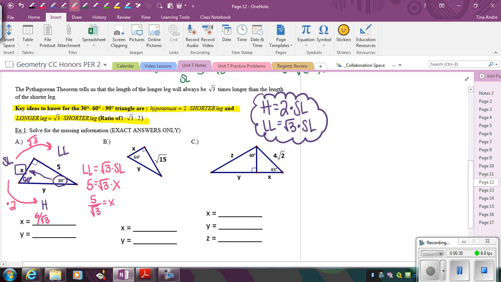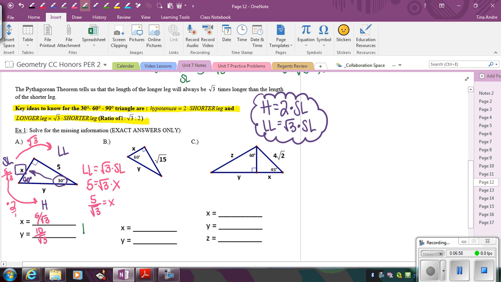The other way is just to look and say, okay, well, if it's times radical 3 to get to the longer leg, I have to go backwards. So 5 divided by radical 3 gives me the short leg. And then once you have the short leg, it's just times 2 to get to the hypotenuse. So 5 over radical 3 times 2 is going to give you 10 over radical 3. You just multiply the numbers up top. This is really like saying 2 over 1. Or you write it out in the formula.